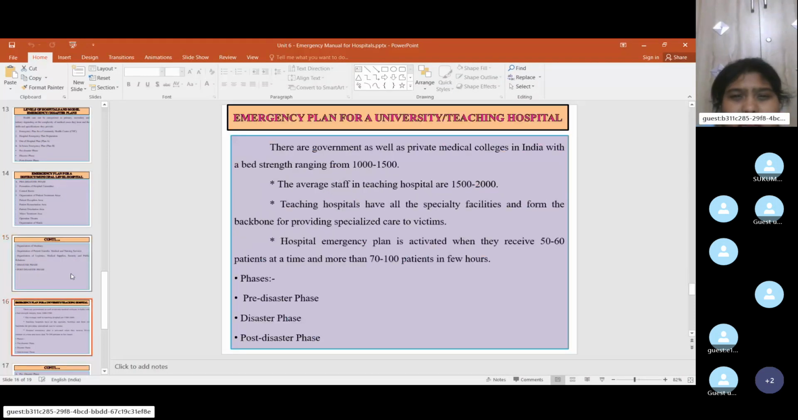Next one is emergency plan for a teaching hospital. The government as well as private medical colleges in India have a bed strength ranging from 1000 to 1500. The average staff in a teaching hospital is 1500 to 2000, and teaching hospitals have all the specialty facilities and form the backbone of providing specialized care to the victims.